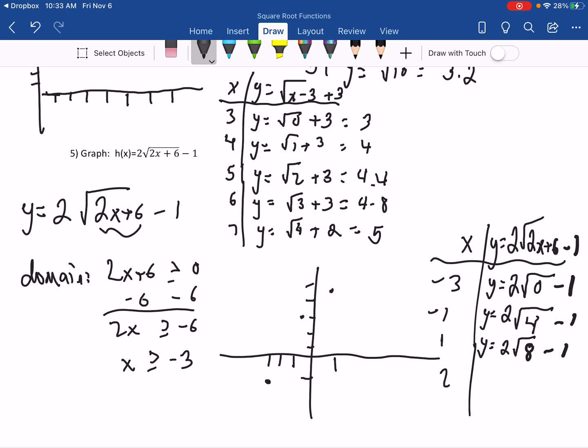Let's do 2. y equals 2 times the square root of 10, minus 1. It's about 5.3. And let's finish by doing 3. y equals 2 times the square root of 12, minus 1, which is about 5.9. So we are just under 6, like there. Okay, so the graph is going to look like that.